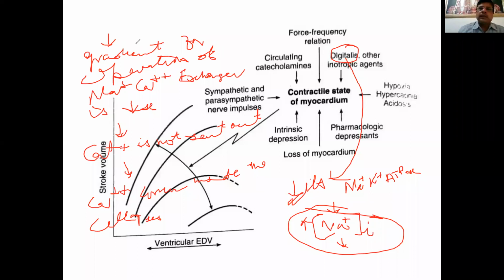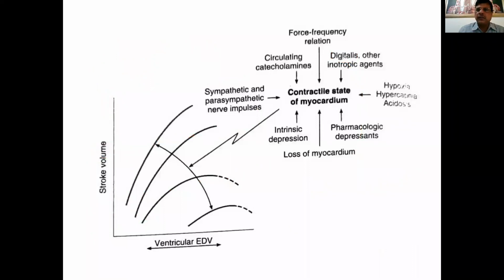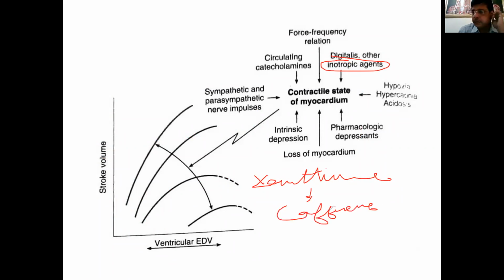Okay. Then you just sit and read for some time, just go through this, you'll understand. Then I have written here other inotropic agents. Other inotropic agents, you have drugs like xanthine derivatives. Xanthine derivatives are caffeine. Caffeine is present in coffee. And there is one more drug called theophylline and its derivatives. Theophylline is used in the treatment of bronchial asthma, so it's a bronchodilator.